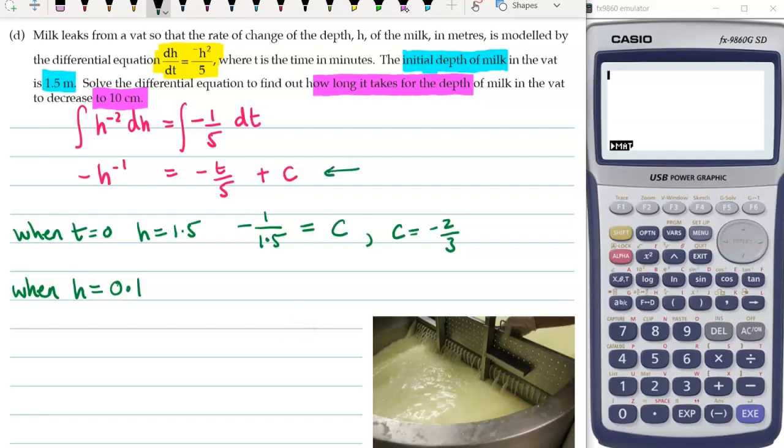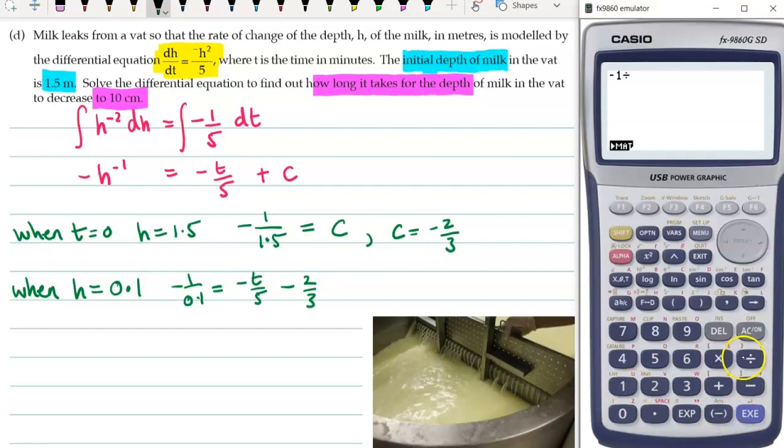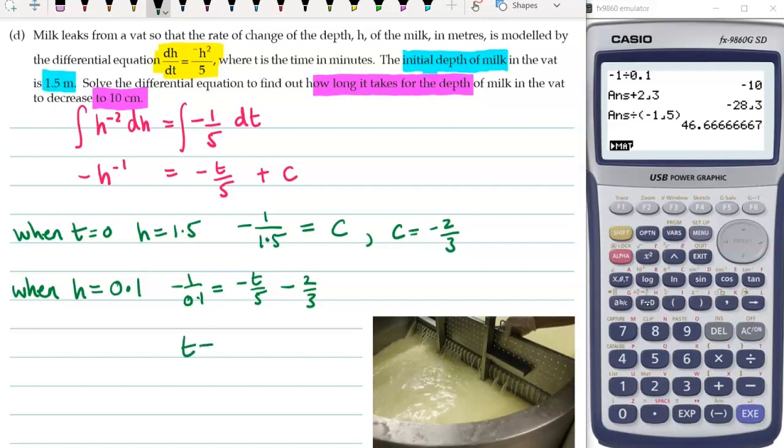Putting it back into this line here, we then have minus 1 over 0.1 equals minus t over 5 minus 2/3 for the c. So if we do a negative 1 divided by 0.1, then we add on 2/3 and divide by a negative 1/5 and turn that into a decimal, then t is 46.7 and our time was just here in minutes.